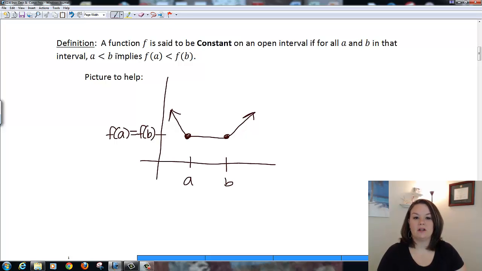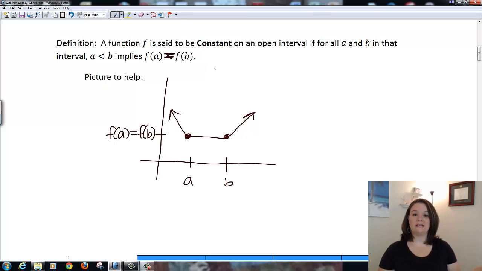And I have a typo up here. In my definition here, it says a function f is said to be constant on an open interval if for all A and B in that interval, A is less than B implies that f of A is equal to f of B. Sorry, that should not be a less than, that should be an equal to. So sorry about my typo.